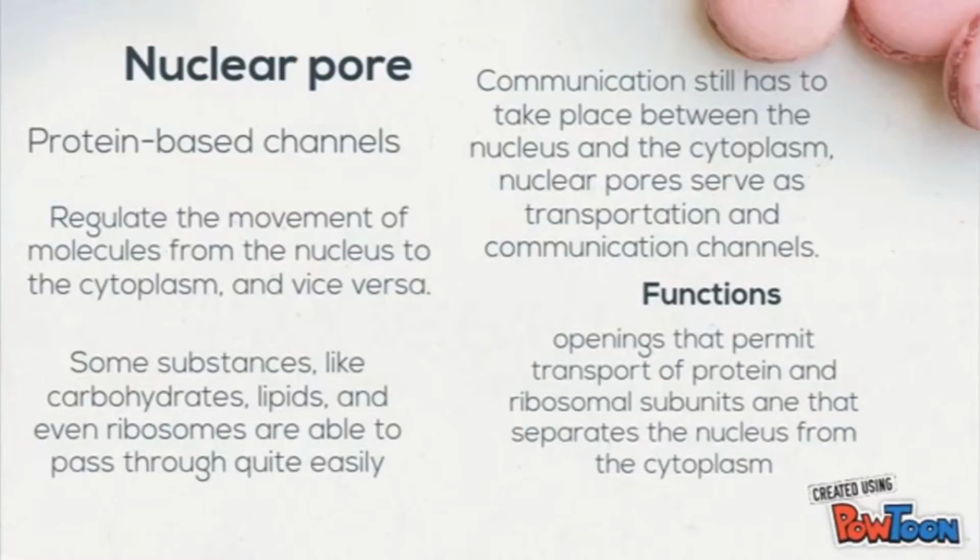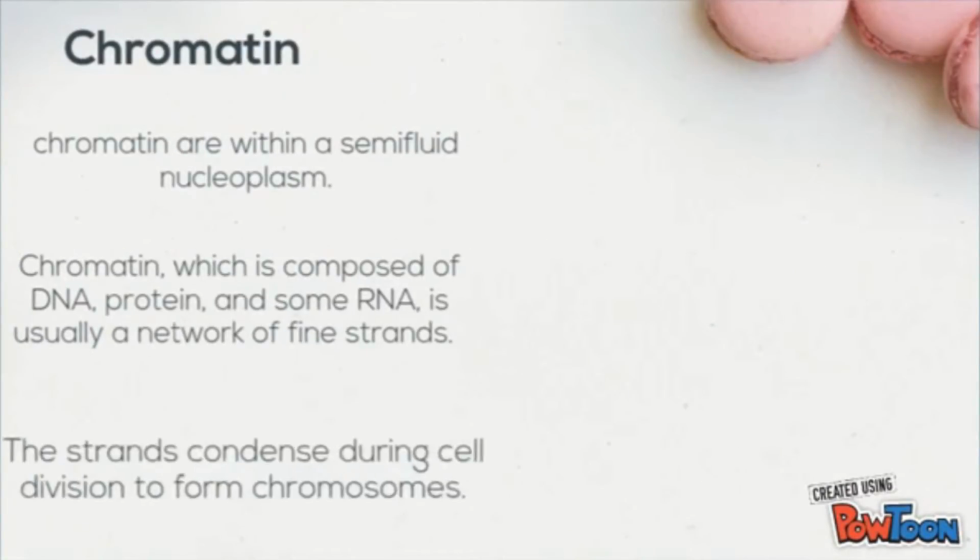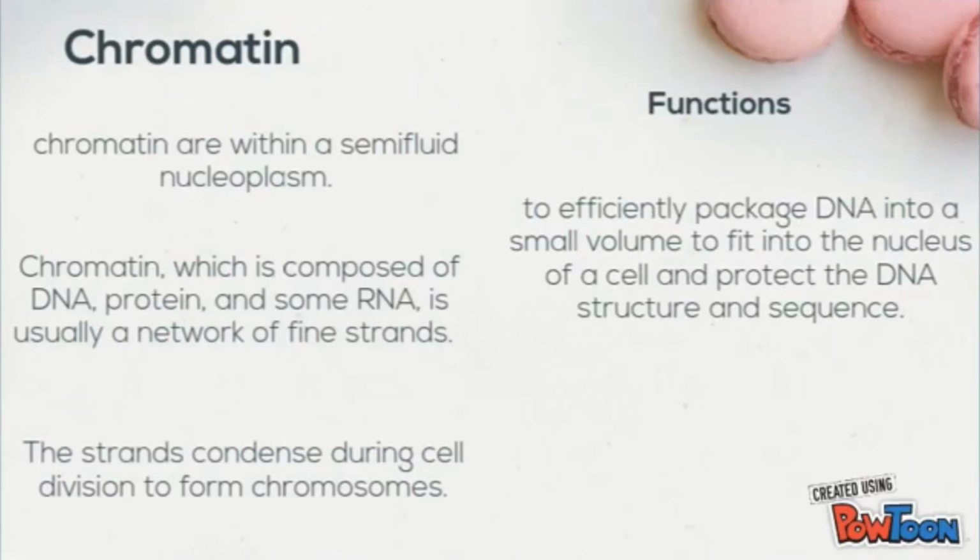Openings that permit transport of protein and ribosomal subunits separate the nucleus from the cytoplasm. The nucleus of the eukaryotic cell contains chromatin within a semi-fluid nucleoplasm. Chromatin, which is composed of DNA, protein, and some RNA, is usually a network of fine strands. The strands condense during cell division to form chromosomes. This efficiently packages DNA into a small volume to fit into the nucleus of a cell and protects the DNA structure and sequence.